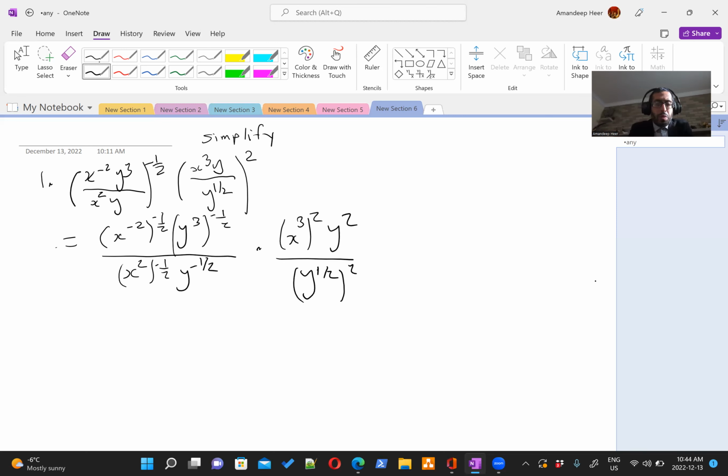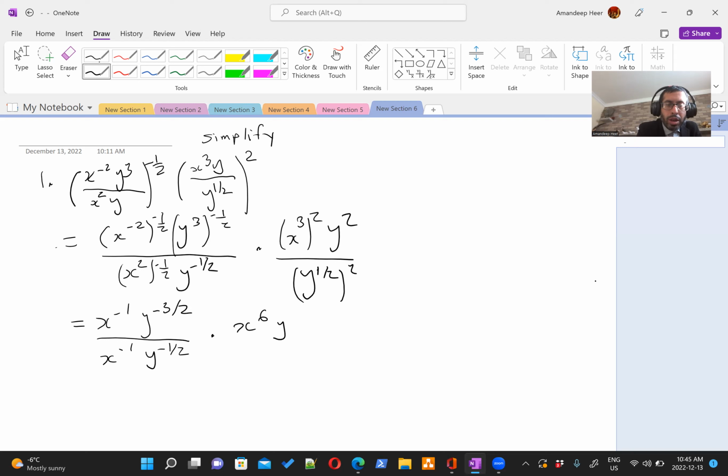The next step is to multiply the exponents. So we have here, we're multiplying exponents. We're going to get x to the minus 1, y cubed over 3 over 2, x to the negative 1, y to the negative a half, times x to the power 6, y squared, y to the power of 1.